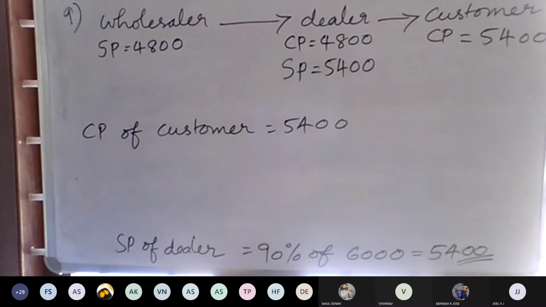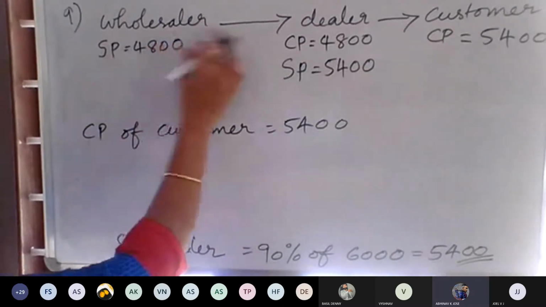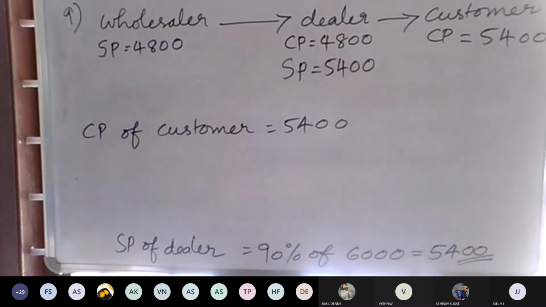If the rate of GST is 18%, find the amount of tax paid by the dealer to the government. Dealer to the government. So what will be it? Do we want to find the GST from wholesaler to dealer? No.